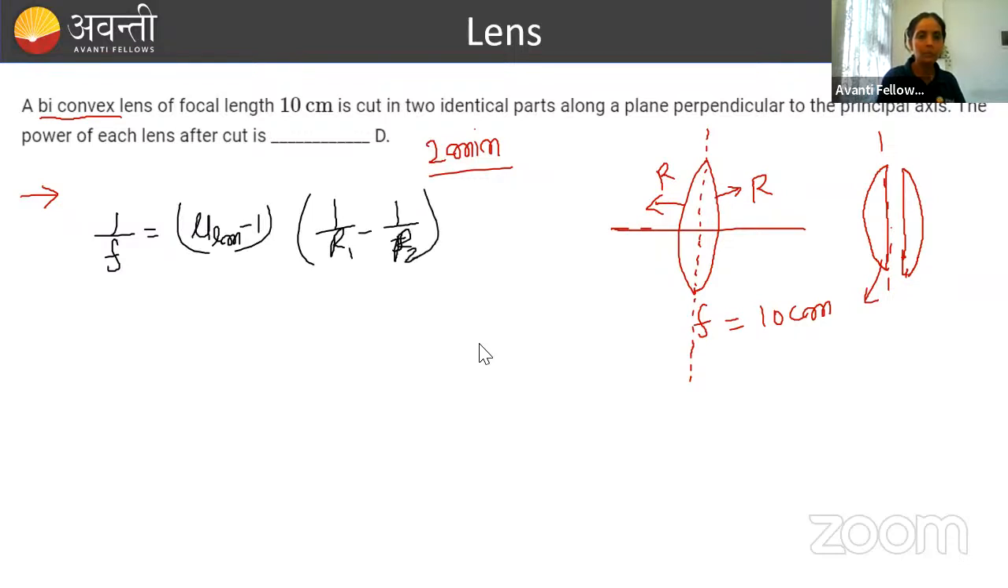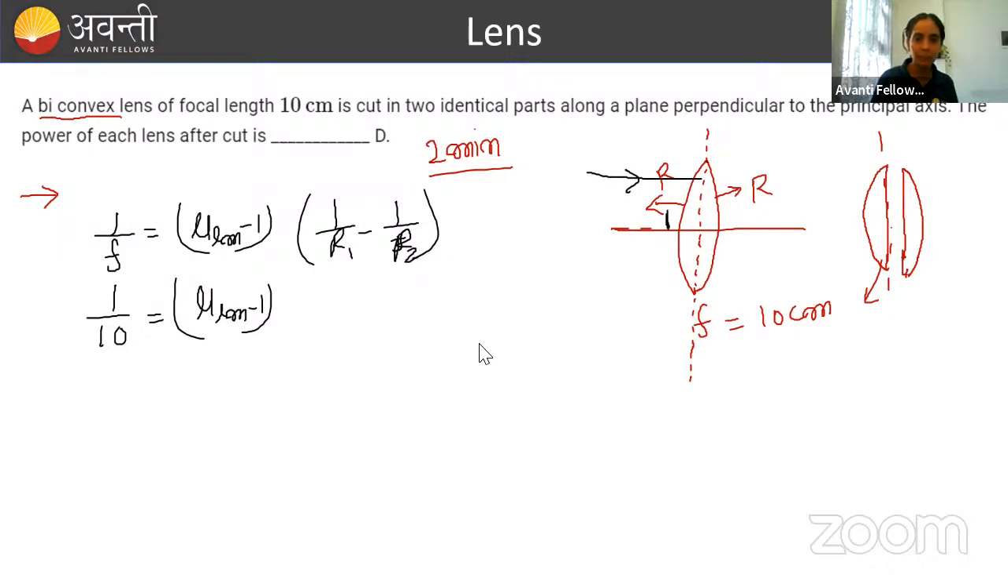So initial focal length is how much? 10 centimeter. Initially, if I calculate, then 1 by 10 will be equal to mu L minus 1 times 1 by R1 minus 1 by R2. The magnitudes of R1 and R2 are equal, but we need to put values with proper sign convention. So just see here, incident light is falling on the lens like this.